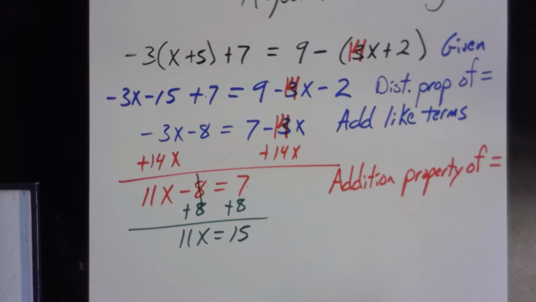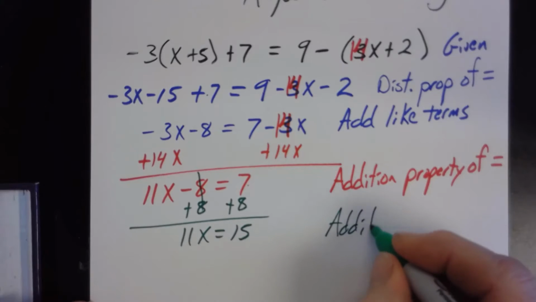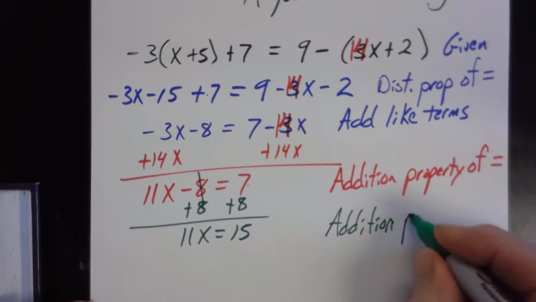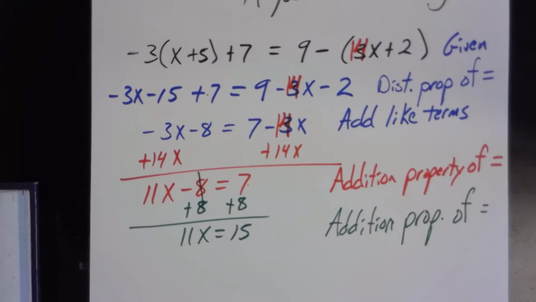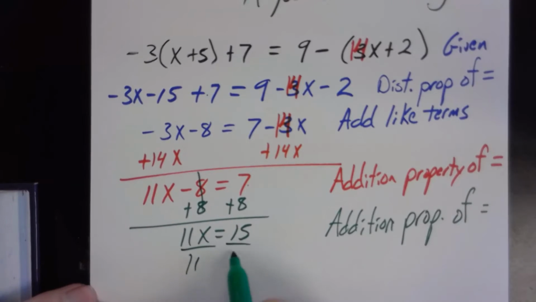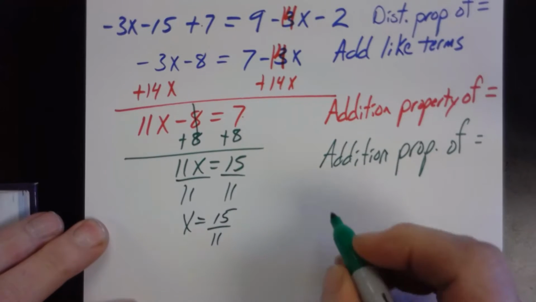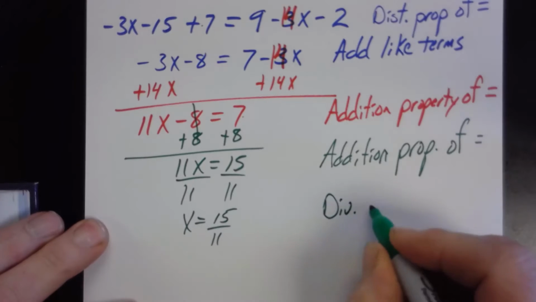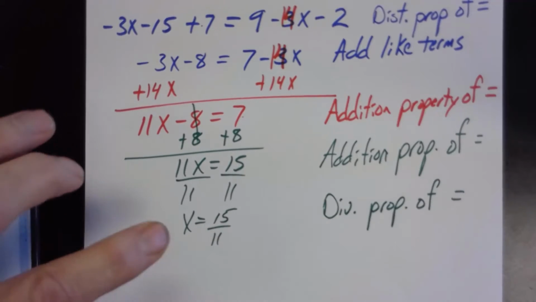Wasn't that the addition property again? It is. All right, I'm starting to abbreviate a little bit more. Now what? Divide. Say it loud, everybody. Divide by 11. Okay, divide by 11. And so x equals 15/11ths, and that is the division property of equality. That's our justification for getting to here.